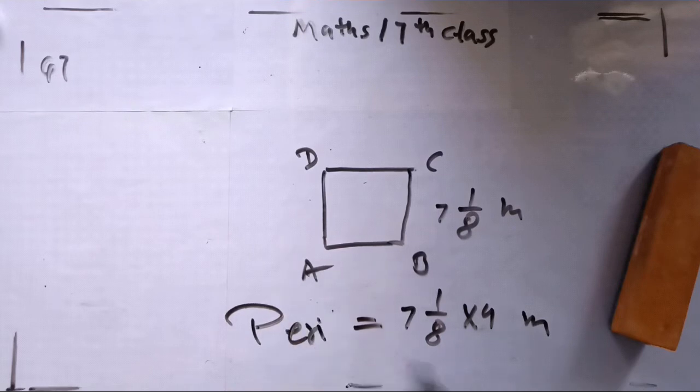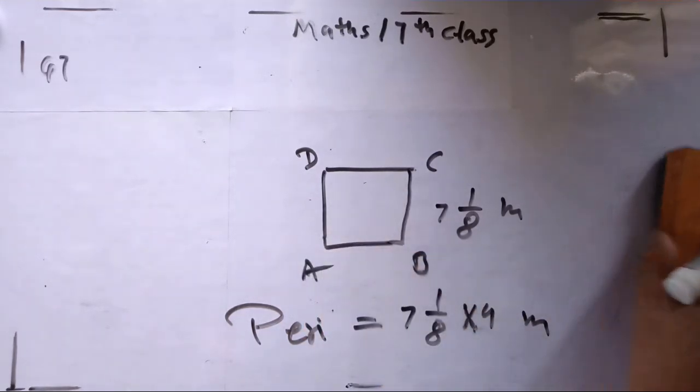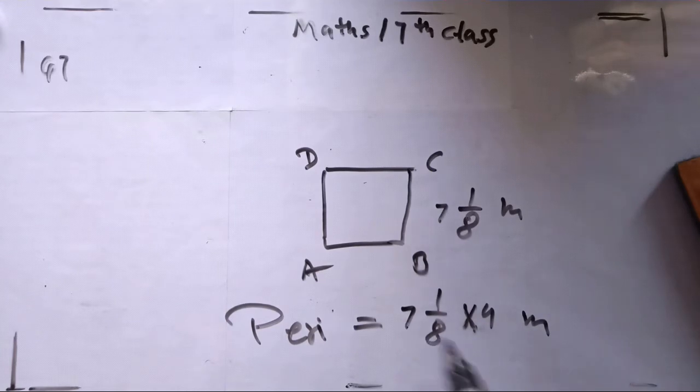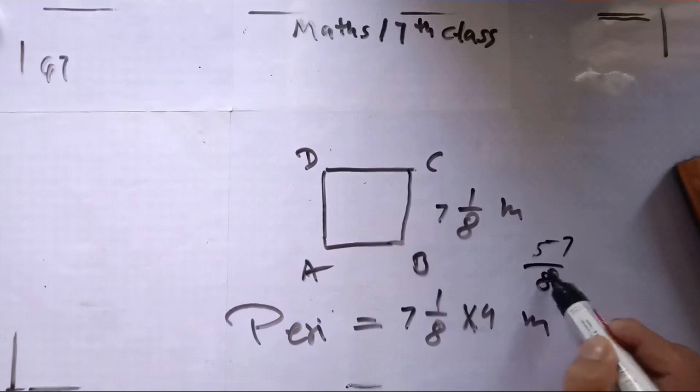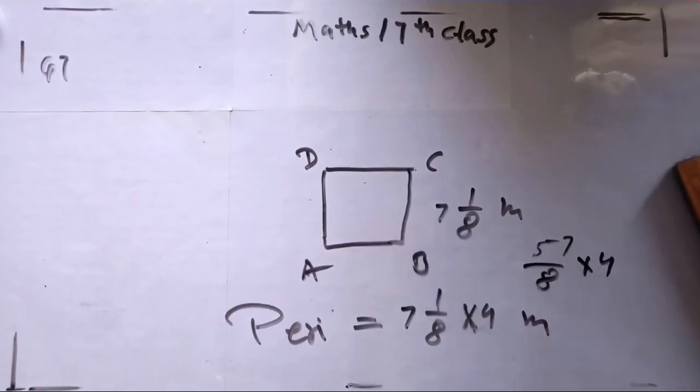Okay, this is the perimeter. Why do we multiply this number by 4? Because all 4 sides are equal. So our result is 8 sevens are 56 plus 1, 57/8 into 4. So beta, when we multiply these two fractions, we will get the answer.